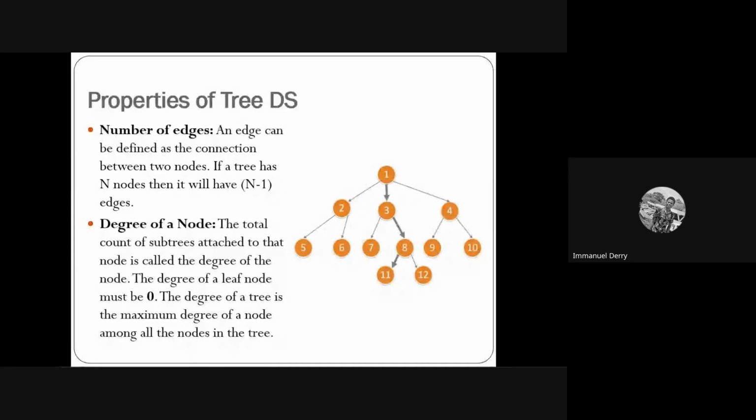And that is not all, because now we found that 2 has a degree of 2, 3 has a degree of 4, and equally 4 also has a degree of 2. But then we are asked to find the degree of a tree. So basically we take the maximum degree of a node among all the nodes in the tree. That's going to be the degree of the tree.